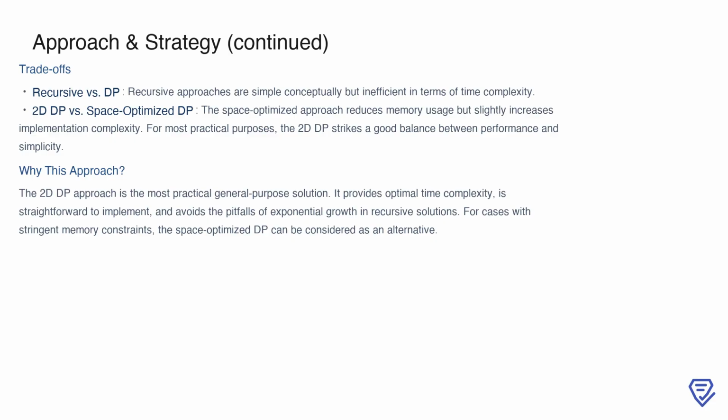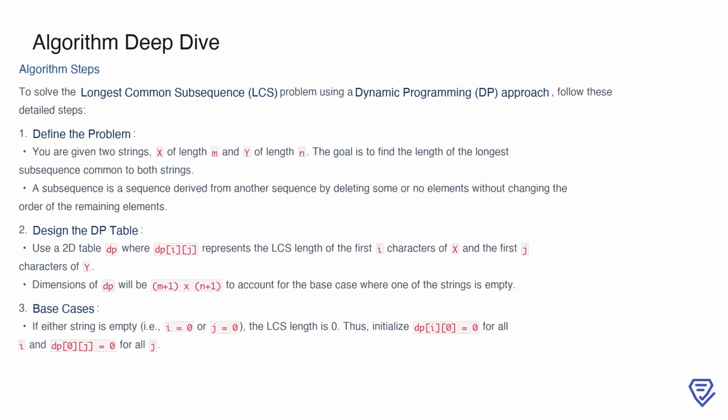However, in scenarios where memory is a critical constraint, the space-optimized DP approach could serve as an alternative. Overall, the 2D DP solution stands out as the most practical choice for solving this problem in a clear and efficient manner.